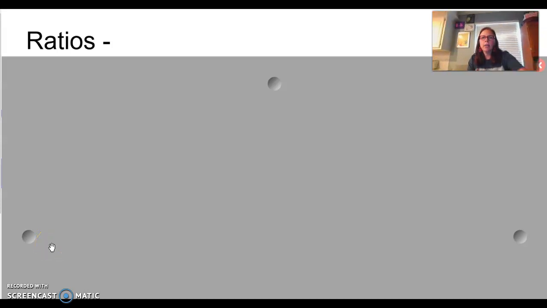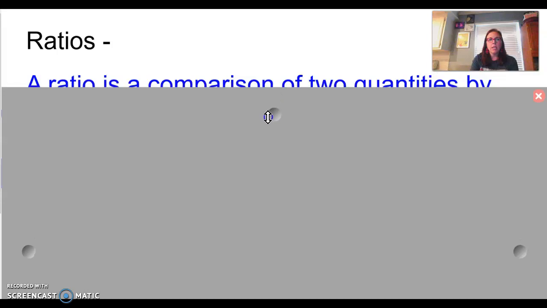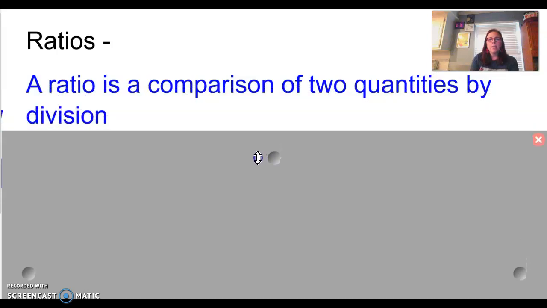Okay, so today we're going to talk about ratios and unit rates. I'm going to start with ratios. Write these down. Remember, you can pause it. A ratio is a comparison of two quantities by division. We're going to do lots of examples of these, but you're just comparing two things.